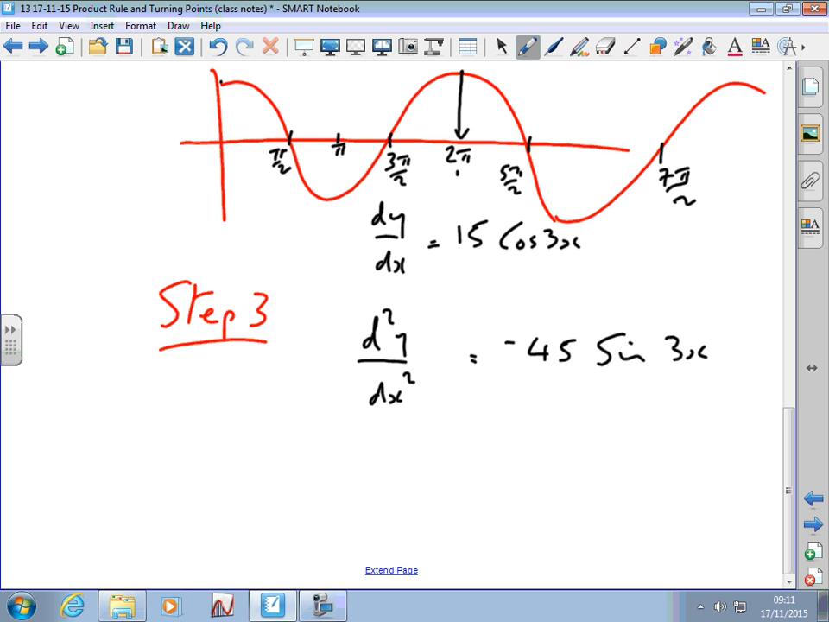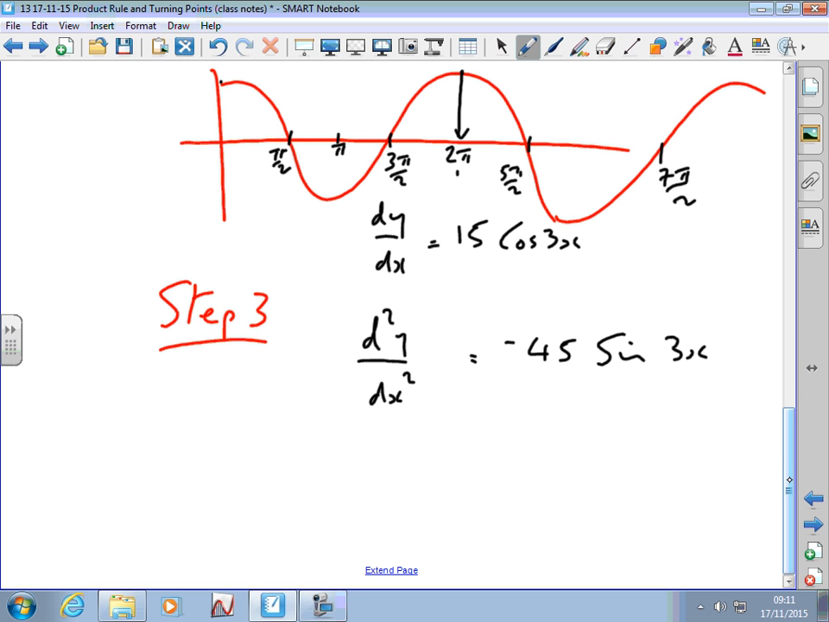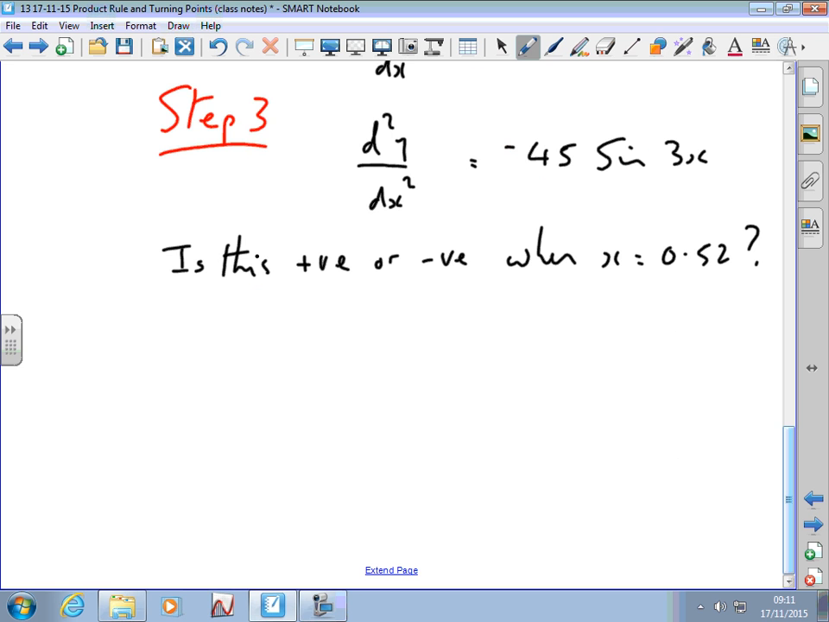Now, we're interested only in whether that's positive or negative when x equals whatever value we have, 0.52. So is this positive or negative when x equals 0.52? In other words, is this a maximum or a minimum? So we put in the value of x, 0.52. d2y by dx squared equals minus 45 sine of 3 times 0.52.